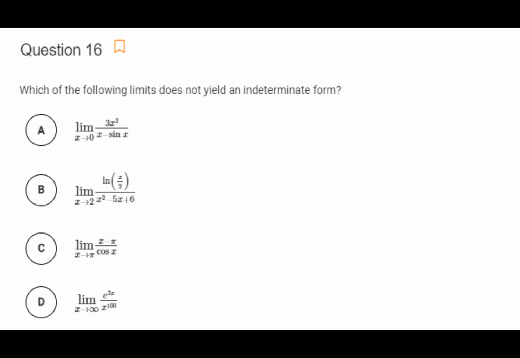Two more. Number 16. Which of the following limits does not yield an indeterminate form? So stuff with limits again. What was the indeterminate form when we were working with limits? Anybody remember what that was? 0. Good. So if you end up with 0 over 0, what would you do? I heard it. Yep. I heard it over here first.